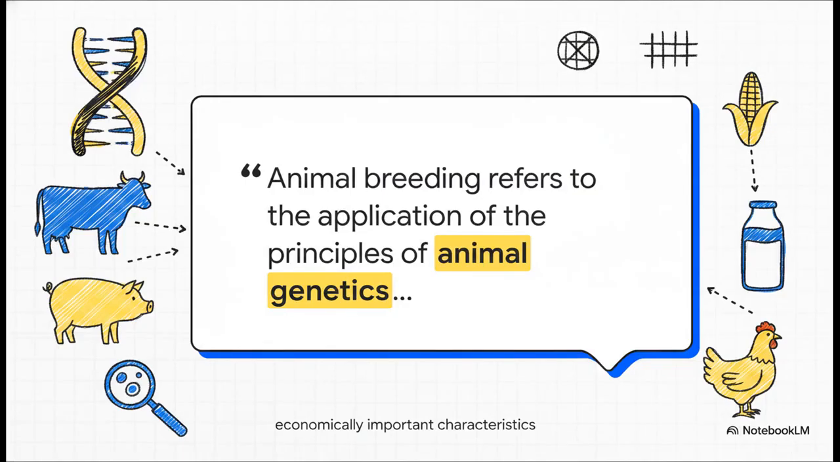To wrap this whole thing up, let's look back at a core definition from our source material. Animal breeding refers to the application of the principles of animal genetics for the improvement of economically important characteristics. We've journeyed all the way from microscopic alleles to complex mathematical selection indices, but it all loops back to this one practical goal: hacking biology to secure the resources we rely on every single day.